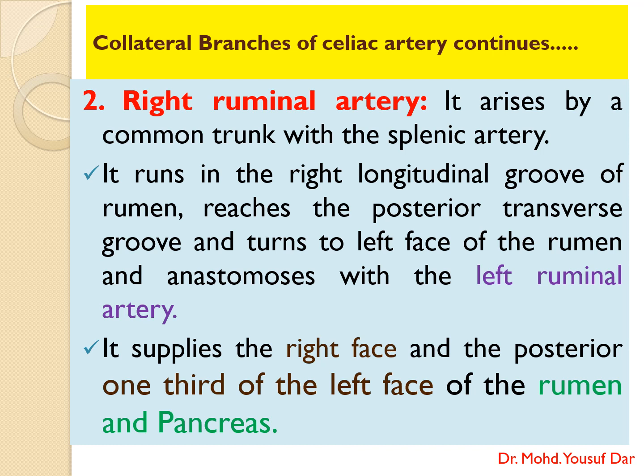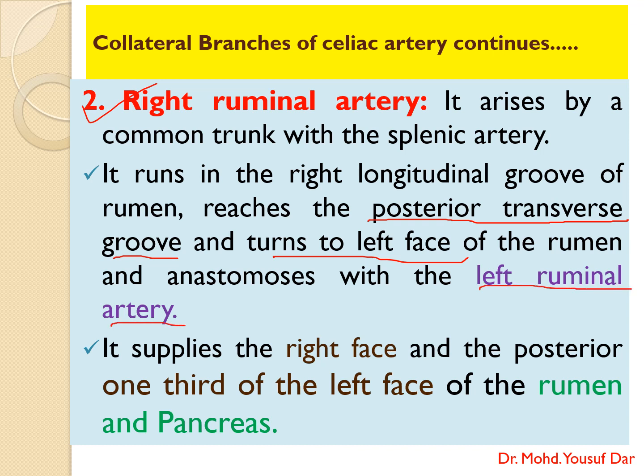So the next collateral branch of the celiac artery is the right ruminal artery. The right ruminal artery arises by a common trunk with the splenic artery. It goes downwards and backwards on the right side of the dorsal sac of the rumen. Then it reaches the posterior transverse groove. After crossing the posterior transverse groove, it turns towards the left side of the rumen, and here it anastomoses with the left ruminal artery.